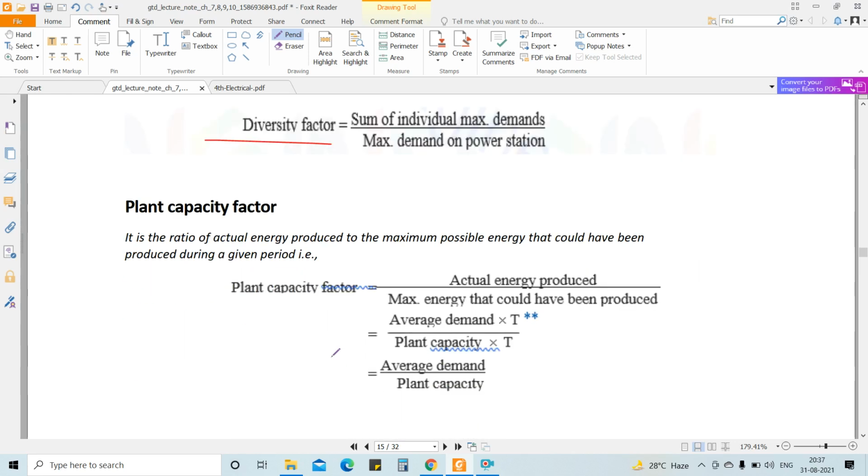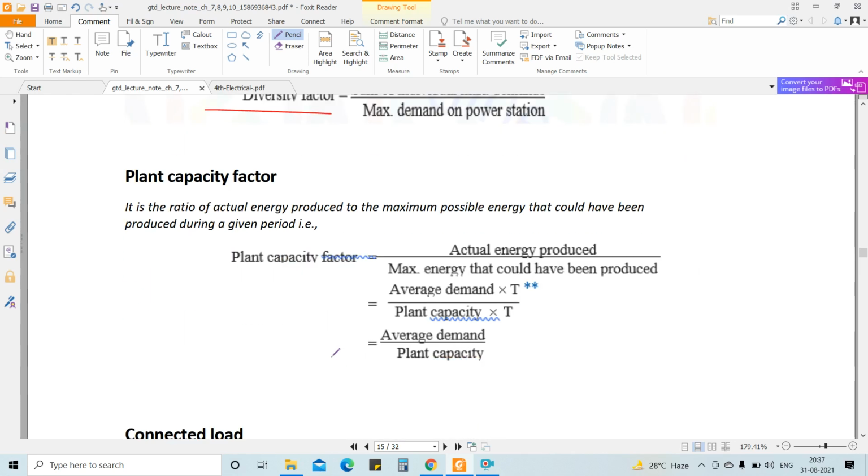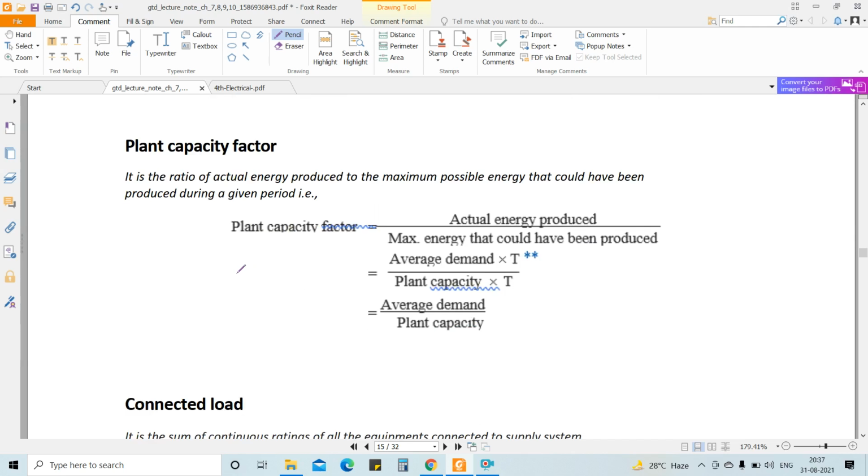Then plant capacity factor. What do you mean by plant capacity factor? It is the ratio of actual energy produced to the maximum possible energy that could have been produced during a given period. So plant capacity factor is equal to actual energy produced divided by maximum energy that could have been produced, so average demand into T divided by plant capacity into T. This represents actually plant capacity. Okay, so average demand by plant capacity is the formula for plant capacity factor.